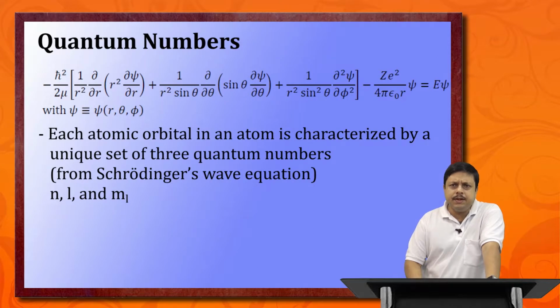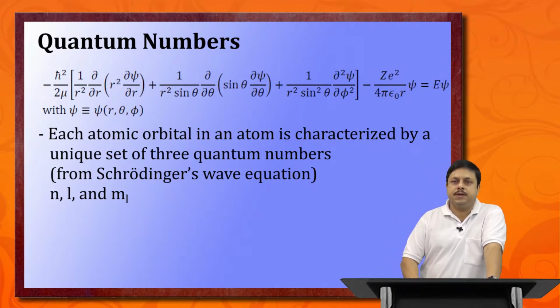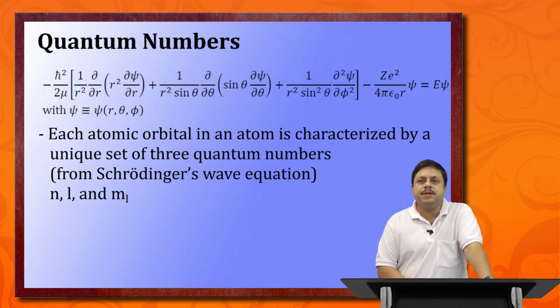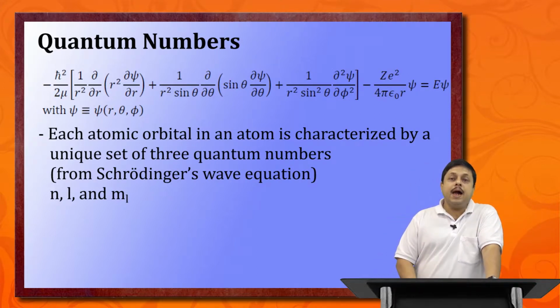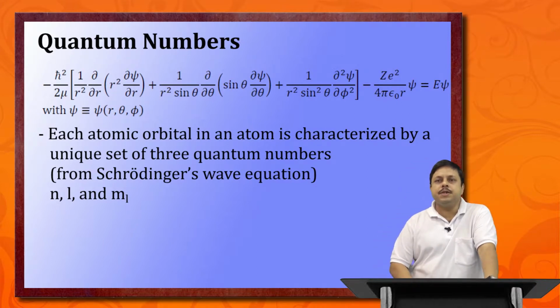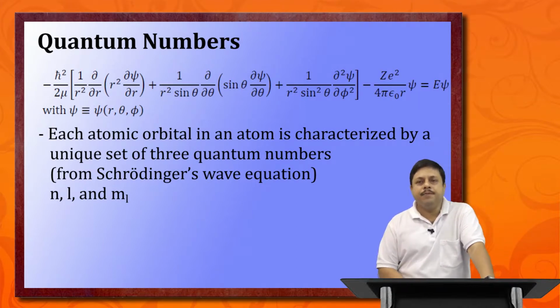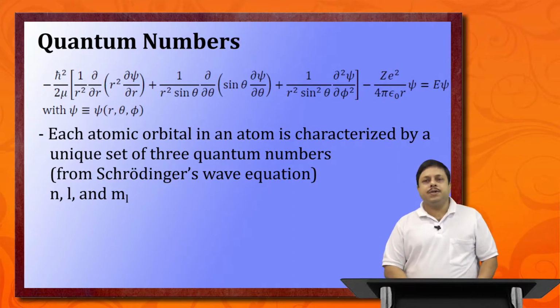Once this particular equation is solved, one gets the value of energy E and the wave function psi. The solutions, the wave functions psi, essentially represent the atomic orbitals in an atom, and these atomic orbitals, which come out as a consequence of the solution of this equation, also carry three quantum numbers: n, the principal quantum number; L, the azimuthal quantum number; and M, the magnetic quantum number associated with the system.